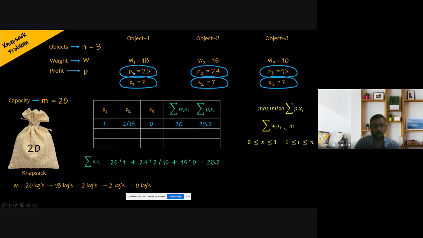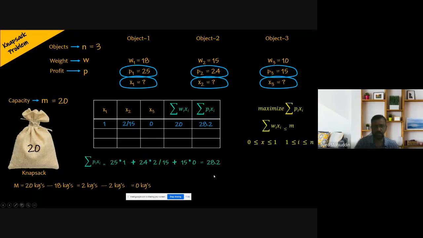So 1 multiplied by profit P1, which is 25, and 2 by 15 multiplied by 24, and then 0 multiplied by 15, because nothing of object 3 is filled, x3 is 0. That will give us the total profit of 28.2. So let us write it over here, 28.2.